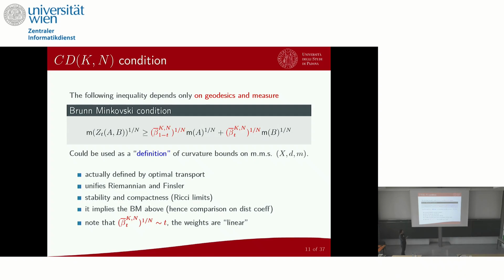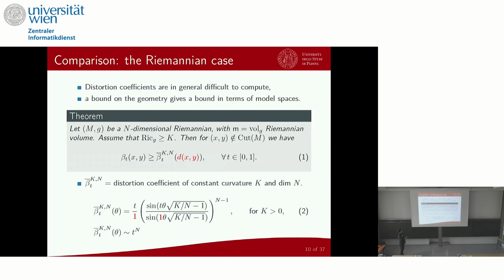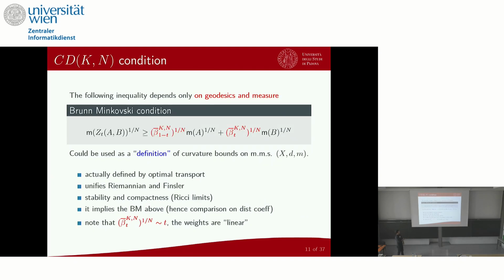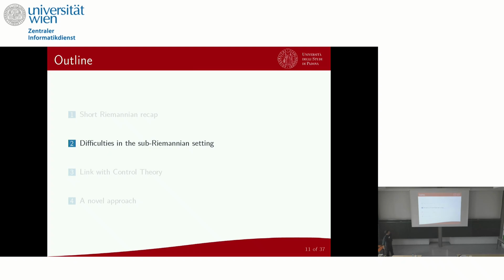What we can note is that all these coefficients are asymptotically linear in some sense, even in the curved situation. The asymptotic of this coefficient is in t, because if you look here, you have exactly t to the power n when t goes to 0. When you raise to 1 over n, you get t. Very good. So now you can move to the sub-Riemannian setting.